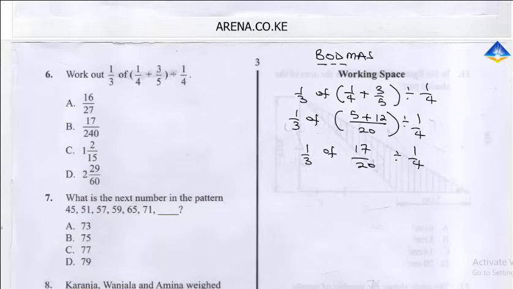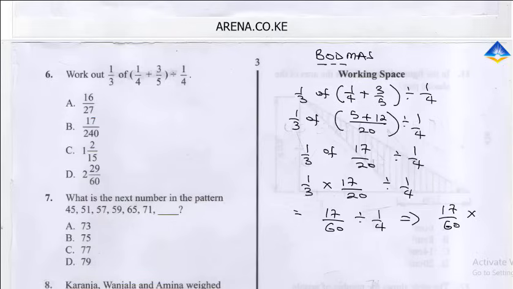Now from our BODMAS, of comes second, so this is going to be 1 over 3 times 17 over 20 divided by 1 over 4. From here we get 17 over 60 divided by 1 over 4. This is equivalent to 17 over 60 times 4 over 1, changing the divide to times. So this will be 4 here, it's 1.